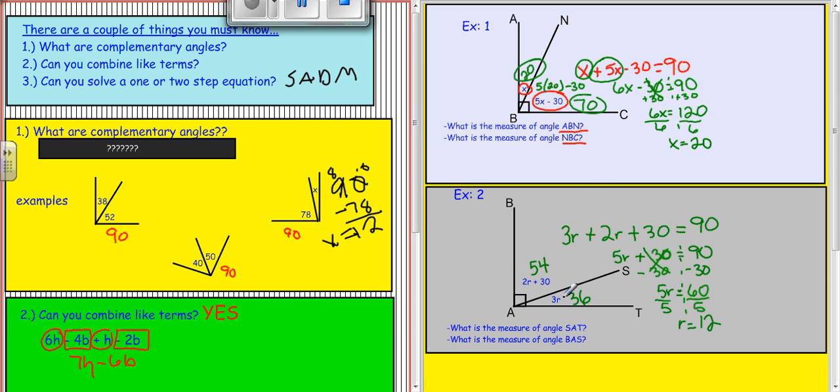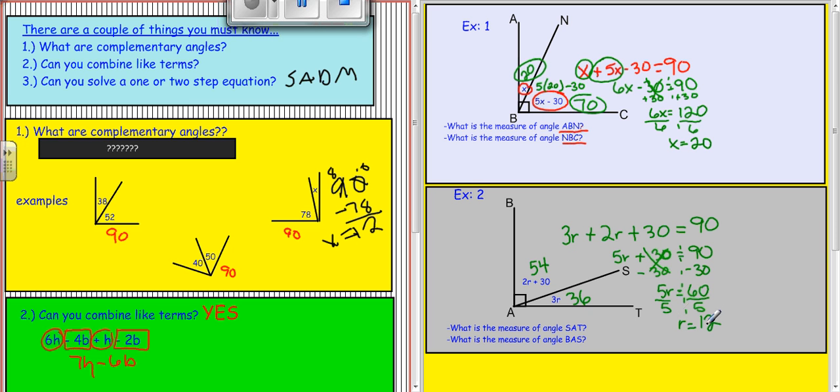Now, example number 2, we have another complementary angle, BAS and SAT. 3R plus 2R plus 30. Notice how I put my R's together because I know I'm going to have to combine them anyways. 3R plus 2R is 5R. Alright, 5R plus 30 equals 90. We just combined our like terms, made it a two-step equation. Opposite of plus 30 is minus 30. Minus 30 from both sides, 90 minus 30 is 60. Alright, 5 times R, the inverse of that is divide by 5. 60 divided by 5 is 12.